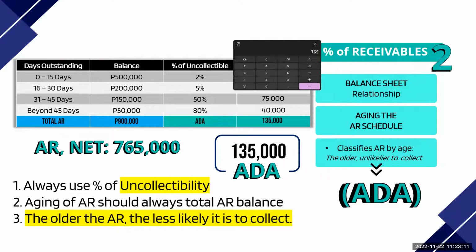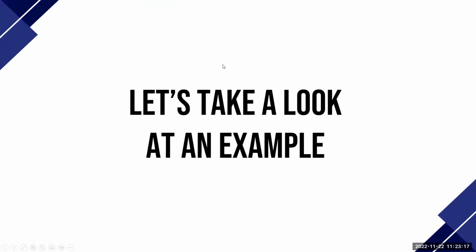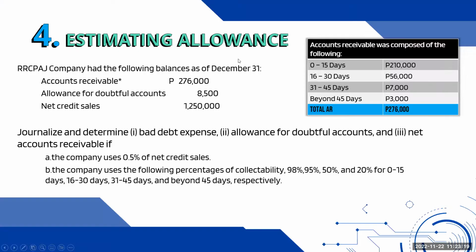So basically, ito lang yung gusto ko maging focus of our lesson for today. So we'll end with aging of receivables. And then the following examples. So let's say na you're estimating an allowance. So our Sipaj company had the following balances of December 31. We had an AR of 276,000. Allowance for doubtful accounts at 8,500.